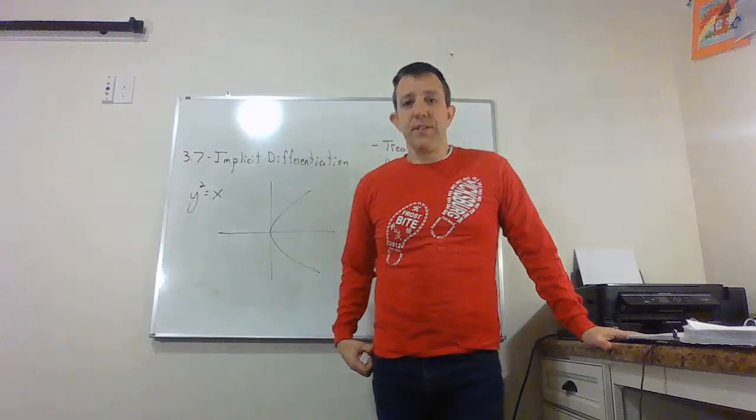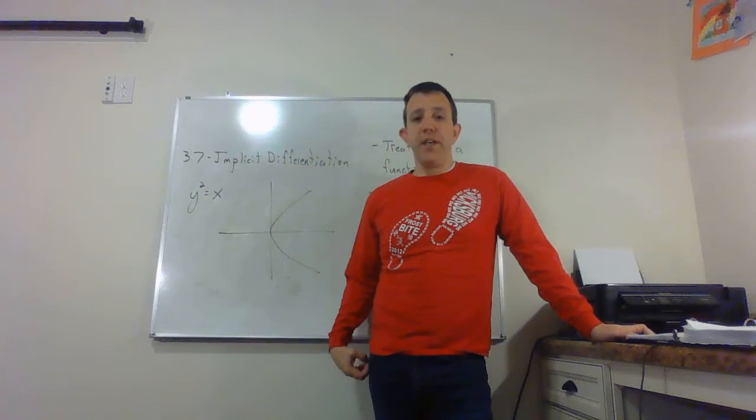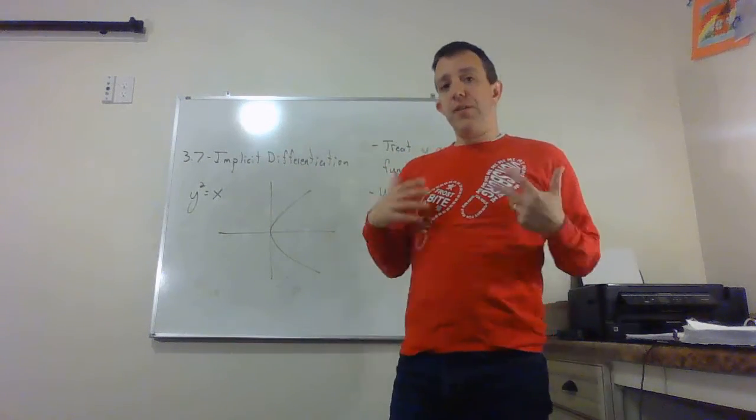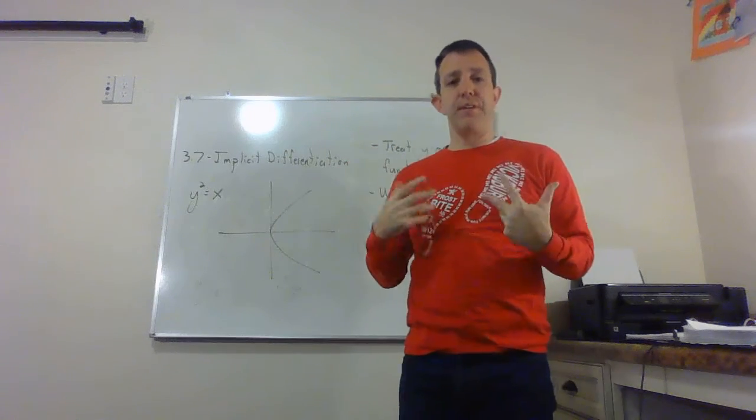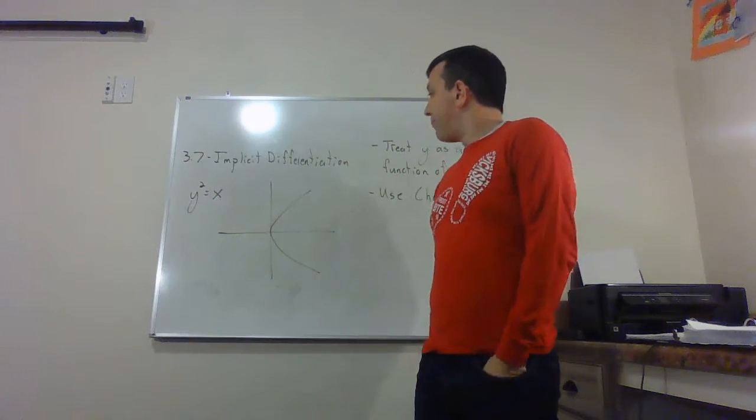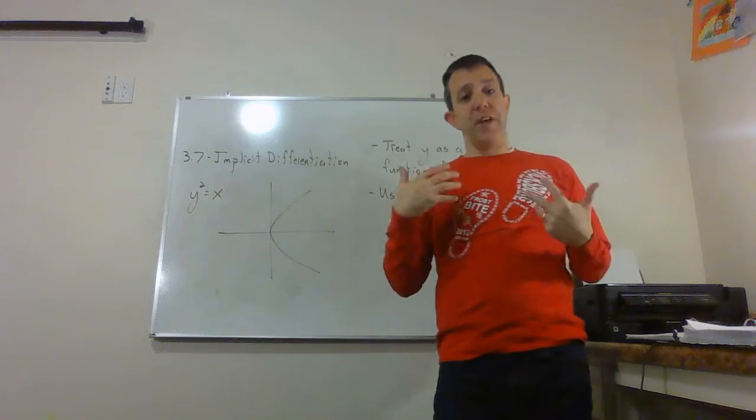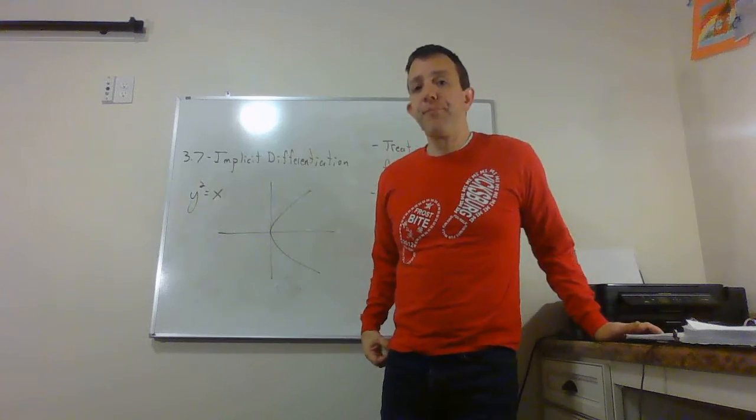Welcome back to Calculus. We are doing section 3.7 today, implicit differentiation. So implicit differentiation is a little bit different. It's going to use the chain rule, but let's consider an example first, and then we'll look at how we're going to deal with this.